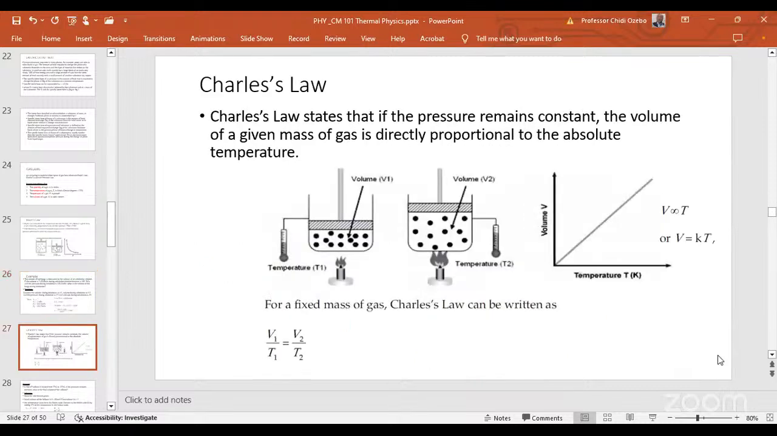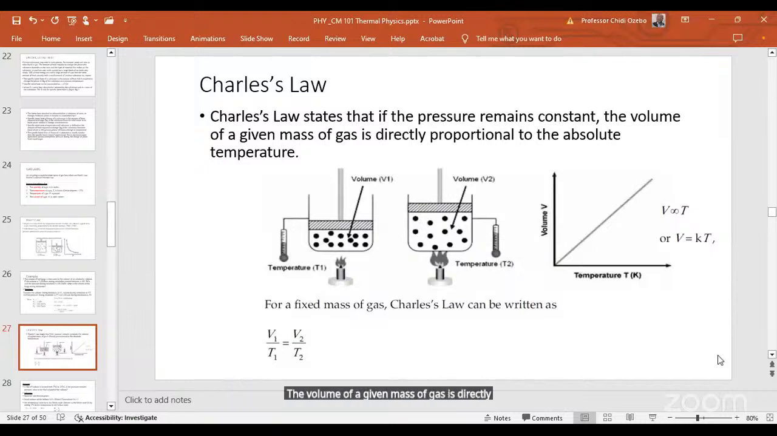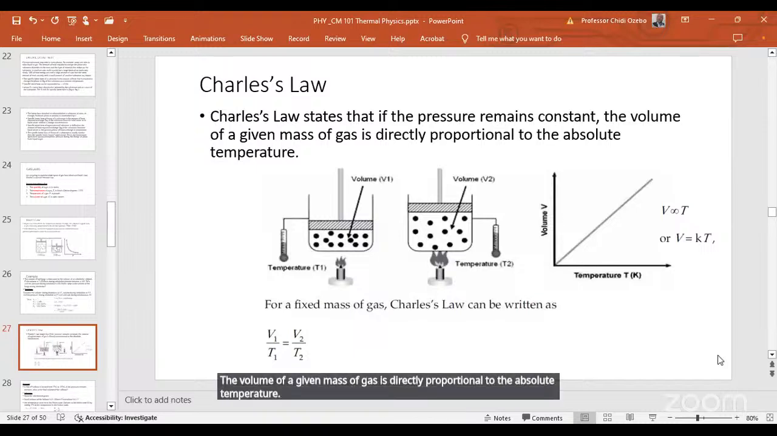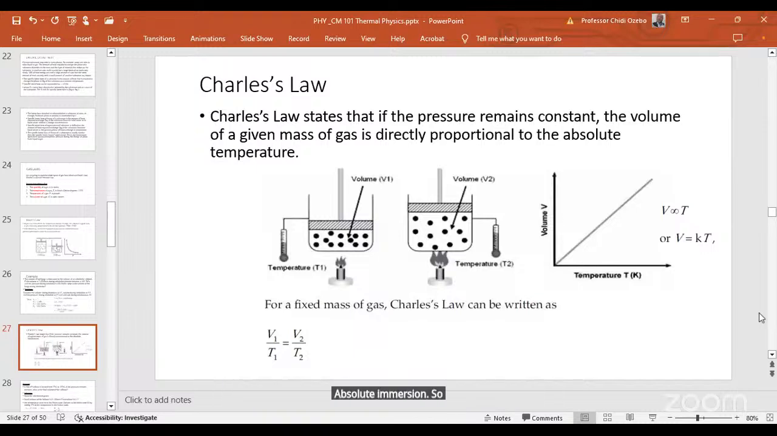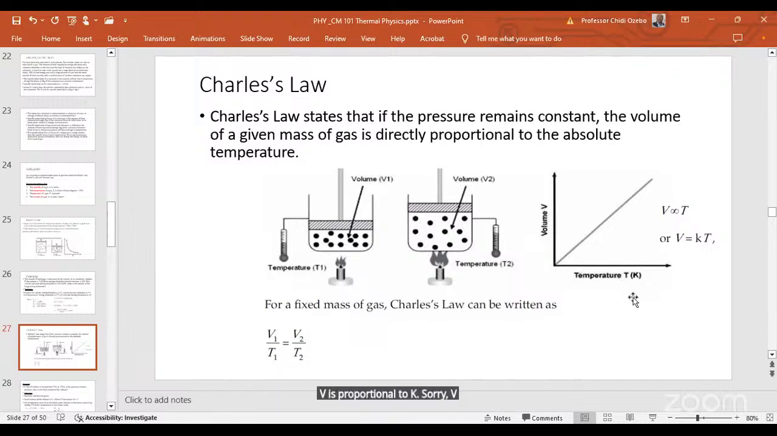So we move on. Then Charles' law. Charles' law states that if the pressure remains constant, the volume of a given mass of gas is directly proportional to the absolute temperature. If you look at the graph here, V is directly proportional to temperature. Remember, the temperature here must be in absolute temperature, not in degrees Celsius, not in Fahrenheit, but in Kelvin scale. V is proportional to T. There will be a direct proportionality. That's a straight line there.